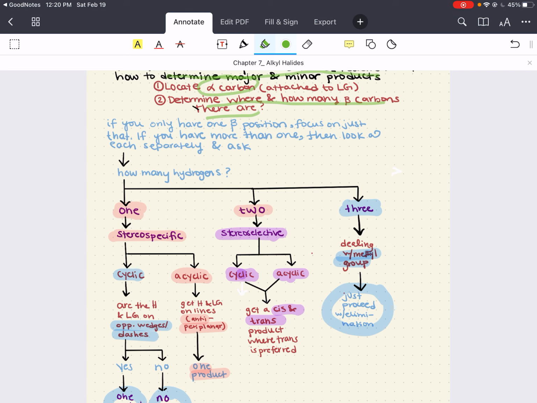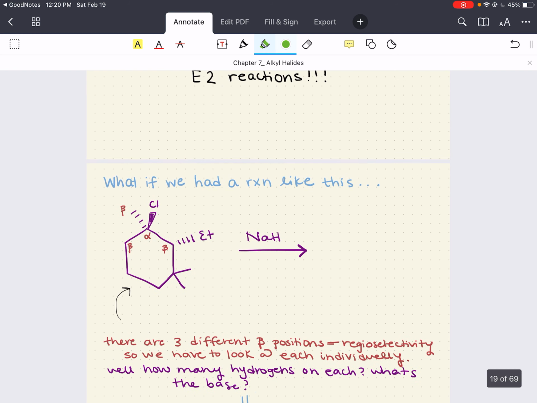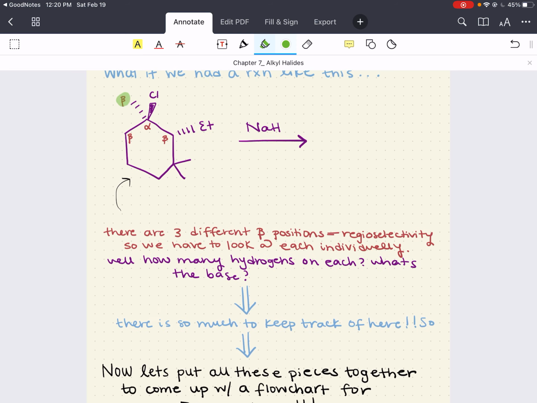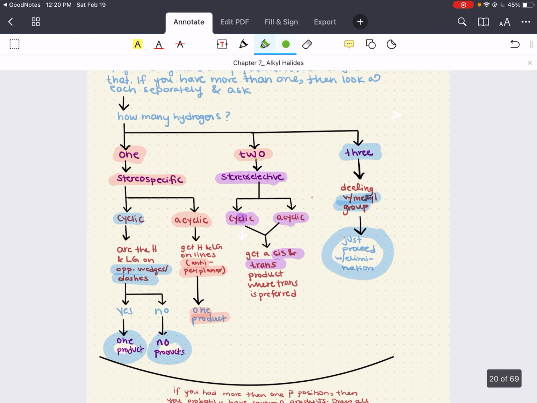Now that we've identified all our beta positions, we're going to look at one at a time and focus on that before we move on to the next beta position and draw the products for what happens with that beta position. So you look at one at a time. How many hydrogens are at this beta position? Looking at our example here, let's pretend we look at this beta position right here, then this one. So at each beta position, stop. How many hydrogens are there?